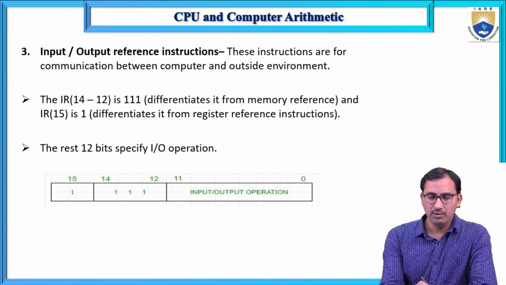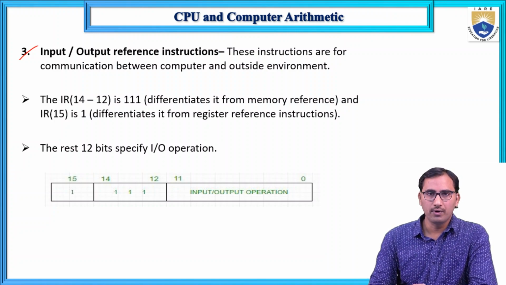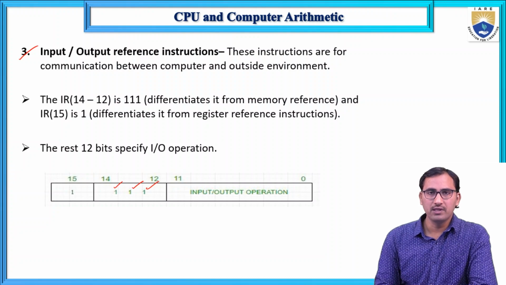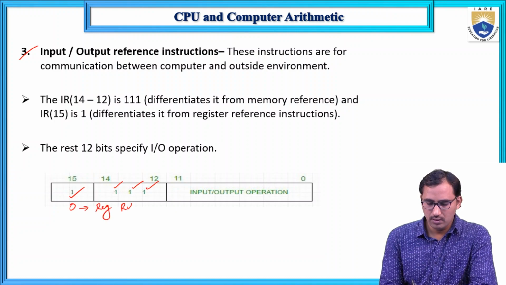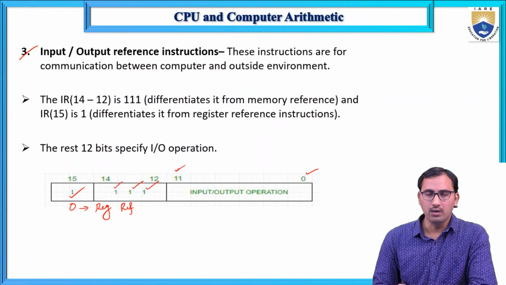The third type of instruction is the input or output reference instruction. As we already know, for the input or output reference instruction, the opcode bits should be equal to 1. So the 12th, 13th, and 14th bits should be 1, and the 15th bit should be 1. If the 15th bit is equal to 0, then it is a register reference instruction. And bits 0 to 11 represent the input or output operation.